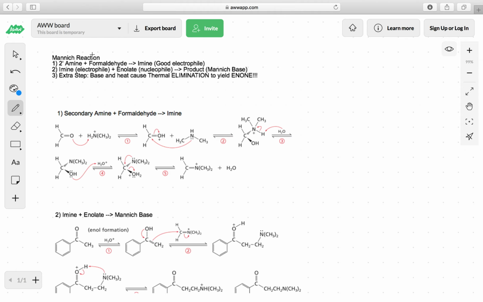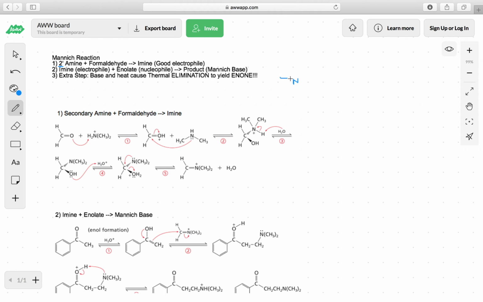And the Mannich reaction is composed of three main steps. The first one is you're going to be presented with an amine, and it's going to be a secondary amine. This doesn't mean two quantities, this means secondary because of the prime. So a secondary amine plus formaldehyde. And we know when we have an amine and formaldehyde, they're going to react to form an imine. So it should look something like this.